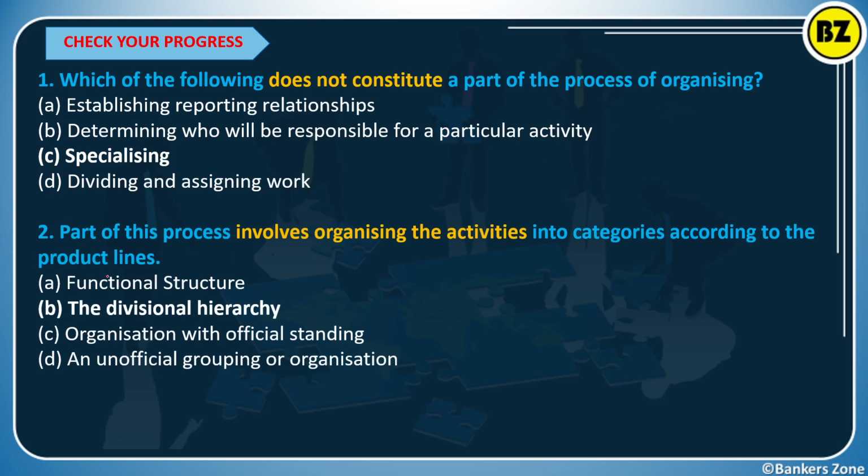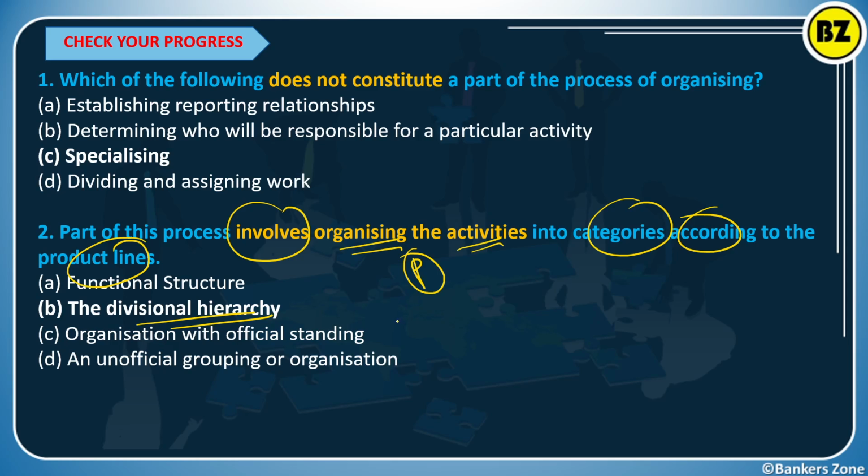Next, which part of this process involves organizing the activity into categories according to the product line? Basically the options are functional structure, divisional hierarchy, organization with official standing or an unofficial grouping. So basically divisional hierarchy involves organizing the activity into categories according to the product line. According to product line you are doing the division, right? So that will be the part of divisional hierarchy.